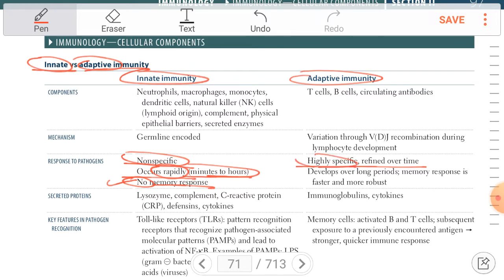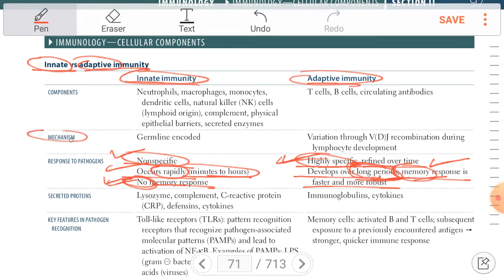So it's highly specific, and develops over long periods, and the memory response is faster and more robust. So there is memory, and it takes a long period, highly specific. So we have innate immunity and adaptive immunity. Innate: non-specific, occurs rapidly, no memory response. Adaptive: highly specific, develops over a long period, plus there is a memory response.